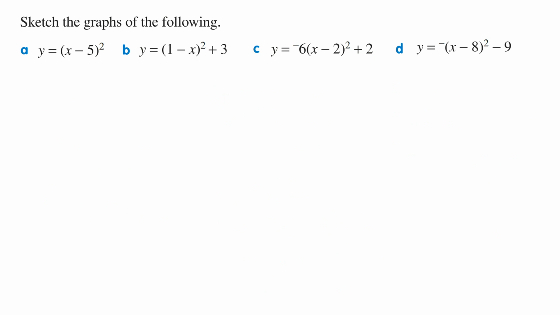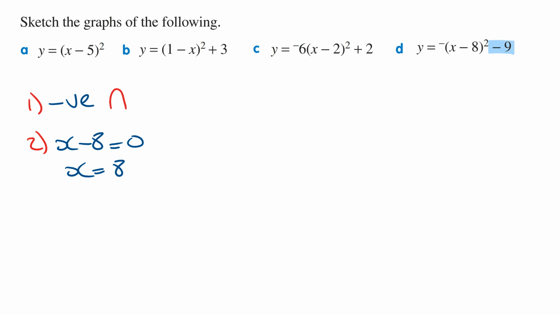Part D. y is equal to minus (x minus 8) squared minus 9. Step 1. This is going to be a negative parabola, and so it's going to be in this shape. Step 2. We need to work out the coordinates of the turning point. For the x-coordinate, we let x minus 8 equal 0. Solving for x, this is going to be 8. The y-coordinate is going to be minus 9. And so the coordinates of the turning point are 8 and minus 9.